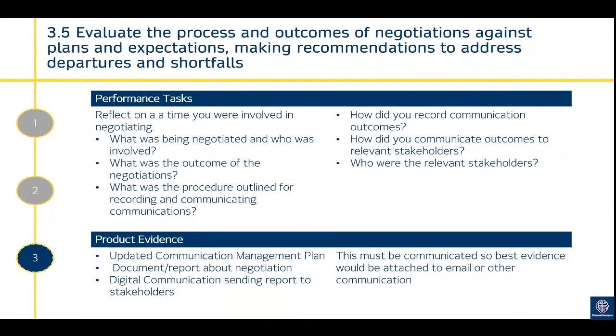3.5, evaluate the process and outcomes of negotiations against plans and expectations, making recommendations to address departures and shortfalls. This one's quite similar to 3.4. This is very reflective though on the success or failure of your negotiations, identifying what you might do differently. So if something didn't go to plan, you're reflecting on what didn't go well, what caused it not to go well, and what you would have done differently going forward.